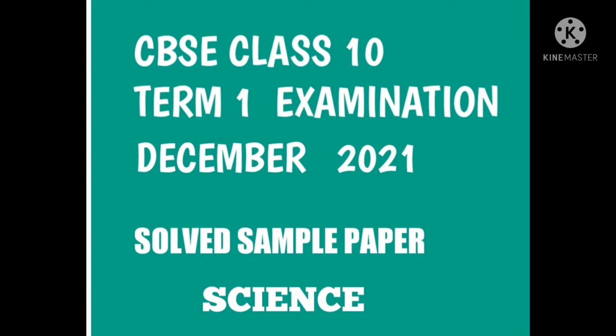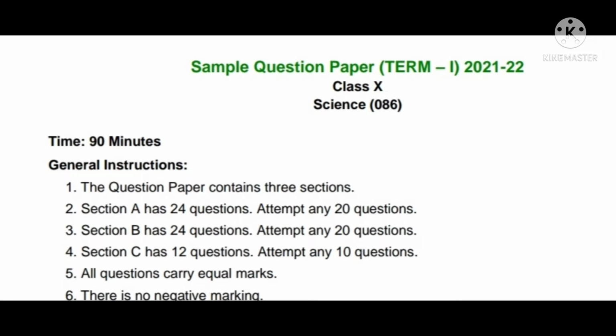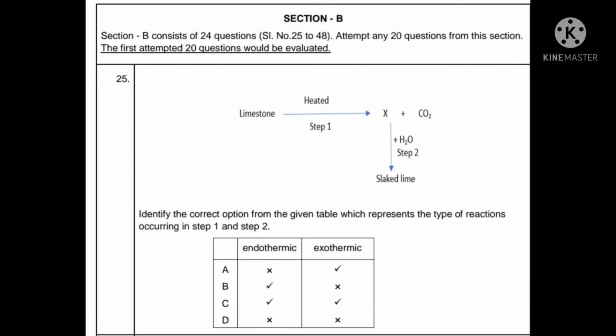In this video, we are discussing the second part of the science sample paper of CBSE Class 10 Term 1 examination December 2021. The question paper contains three sections, Section A, B and C. Section A is already discussed in the previous video. In this video, we are discussing Section B. Section B contains 24 questions and you have to attempt only 20 questions from these sections.